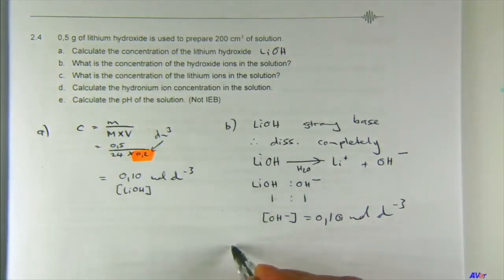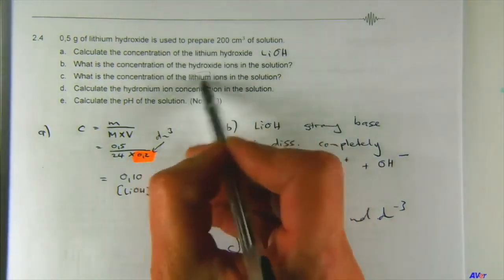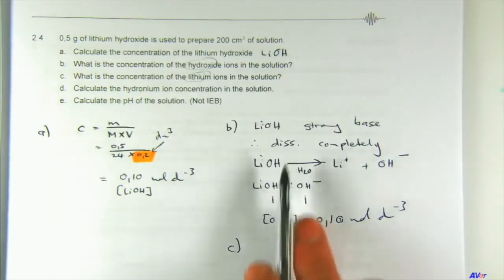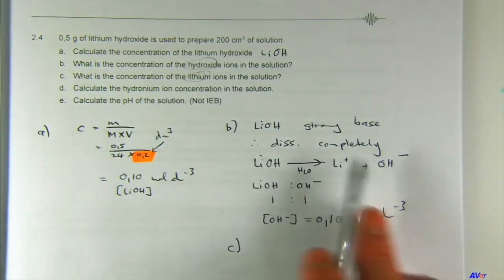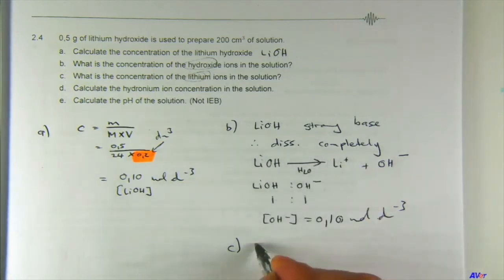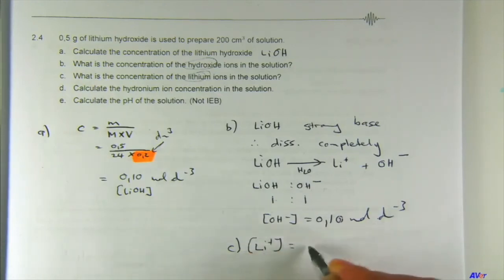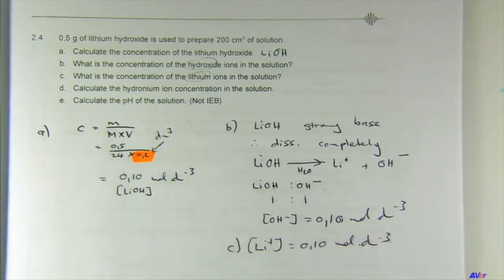Okay, and then just to make things more interesting, with C, I ask not the hydroxide, but the lithium ions. Well, I've already written the equation. If I produce one of those, I also produce one of those. So they've also got the ratio 1:1, so that answer will also be for the lithium ions. It will also be 0.10 moles per cube decimeter. Same thing. Right. Now we're up to number D, hydronium ion concentration.